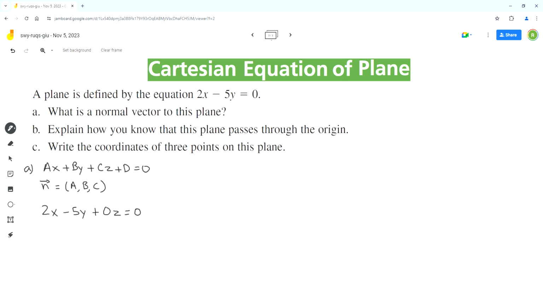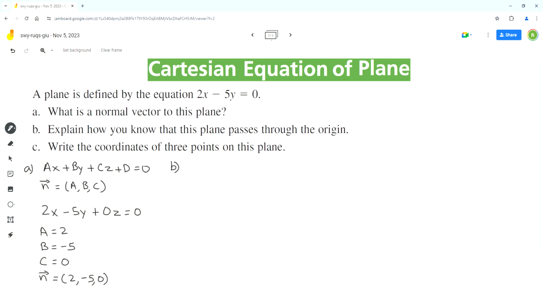So in this equation, the coefficient of the x term is 2. So that means A is equal to 2. The coefficient of y term is negative 5. That means B is equal to negative 5. And the coefficient of the z term is 0. That means C is equal to 0. So the normal vector for this plane is 2, negative 5, 0. So this should be the final answer for part A.